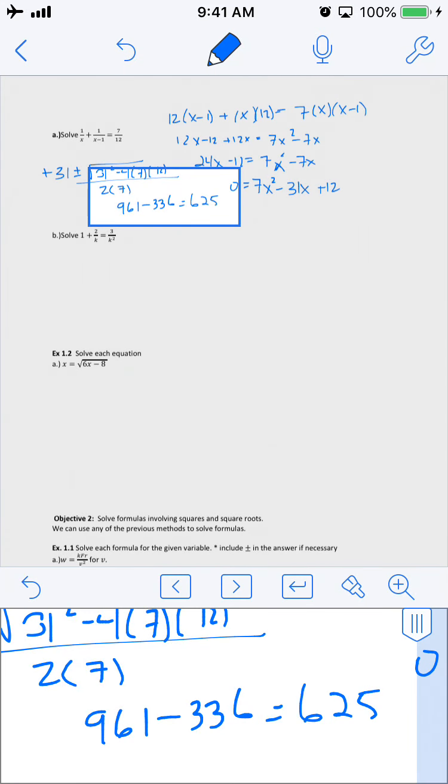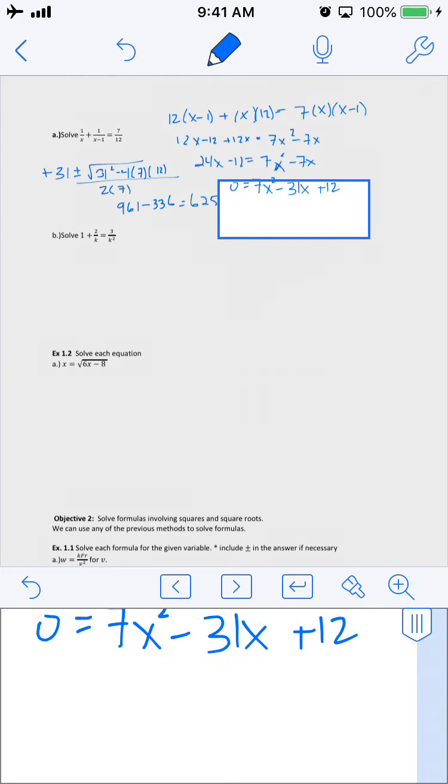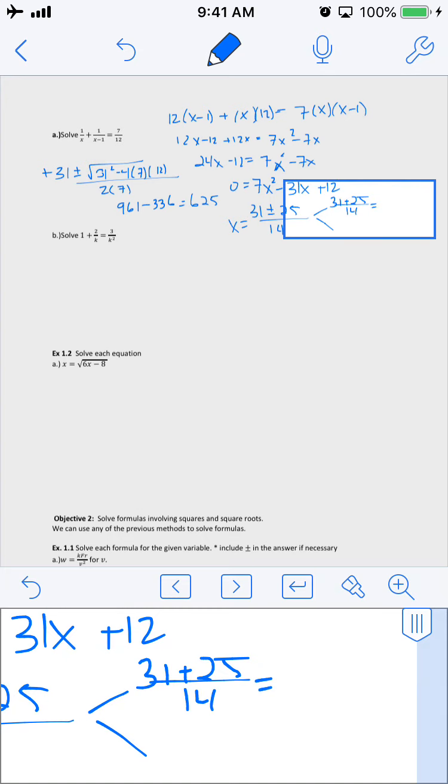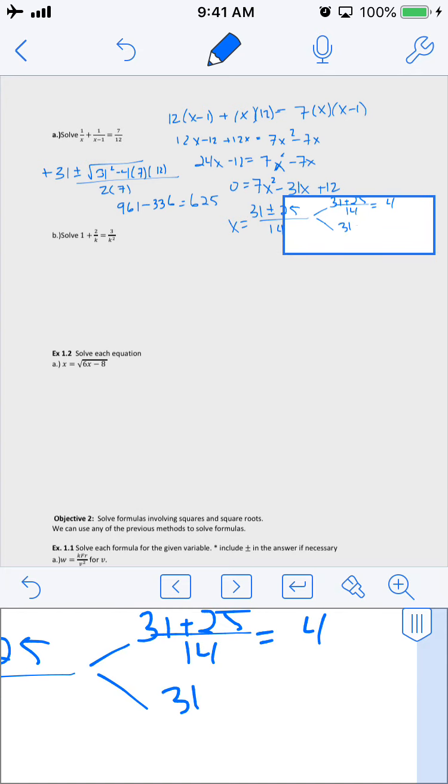And 625 is a perfect square. Woohoo! That's the perfect square of 25. So now I get 31 plus or minus 25 over 14. And so 31 plus 25 is 56 divided by 14 gives me 4. And 31 minus 25 over 14.